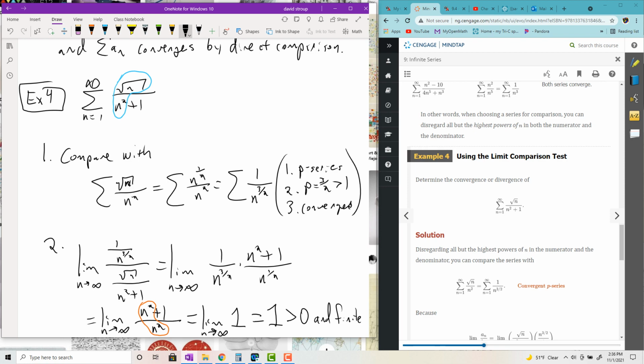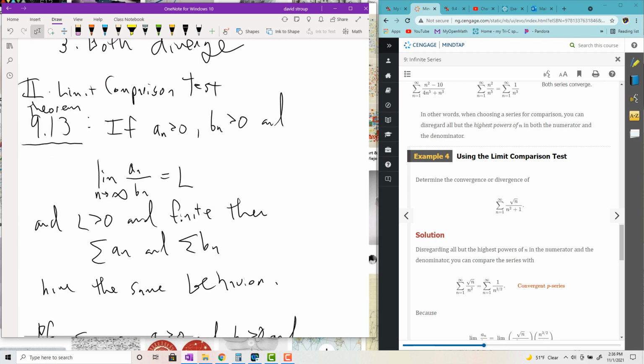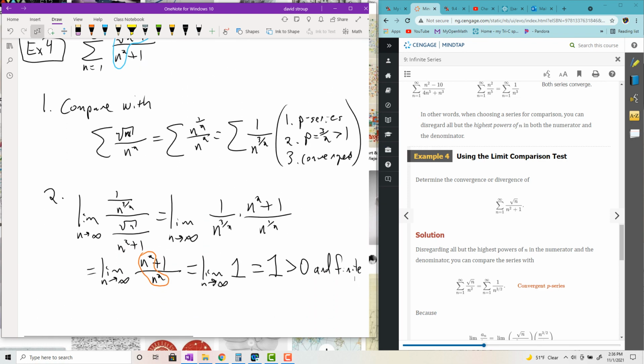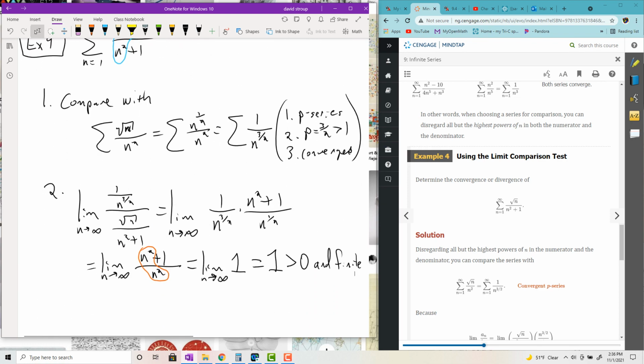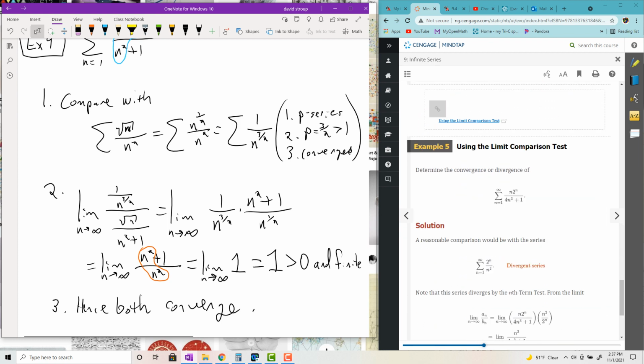Okay, so what have we done here? We've gotten the criteria that we need to hold, and then we could say both series have the same behavior. In this case, they both converge because we compared it to a convergent series. So hence both converge. Again, note, just because you get a limit out of it, it does not automatically imply convergence.